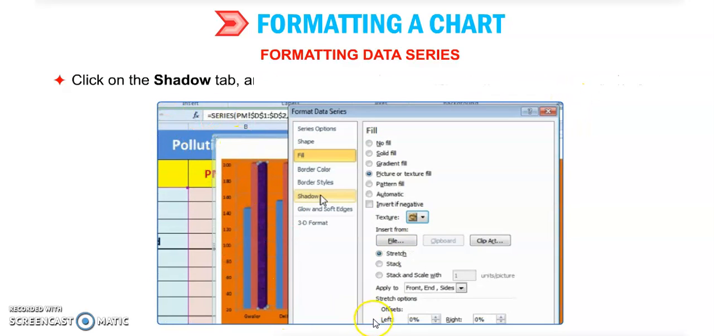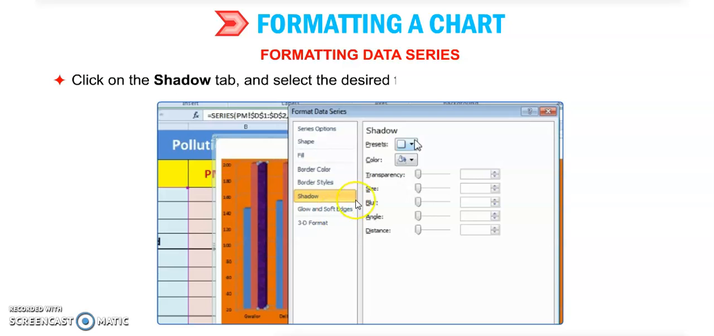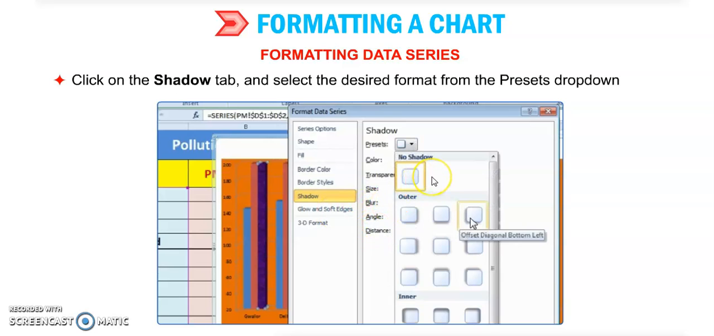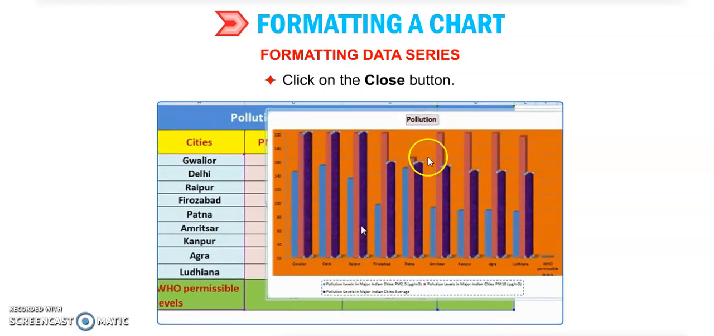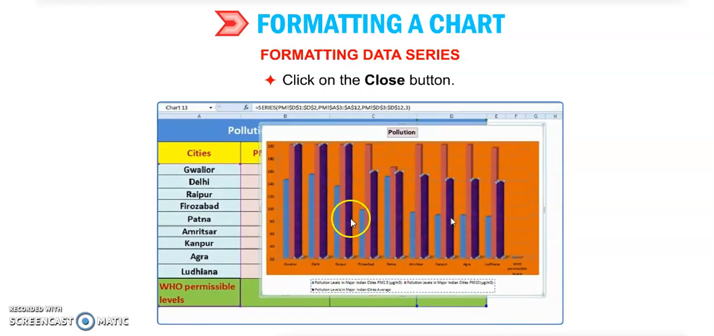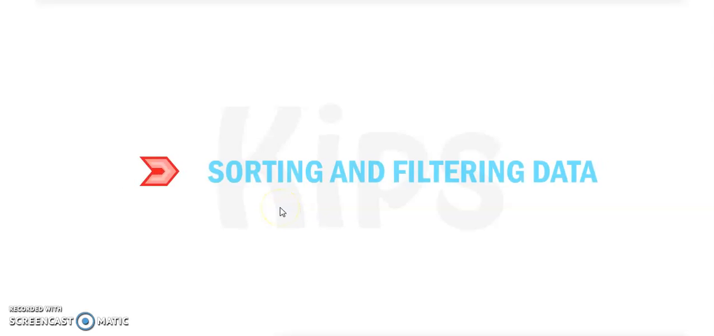Next click on the Shadow tab and then select the desired format from the preset drop down menu. Then click on the Close button. You can see the desired changes. The texture will come in these bars.